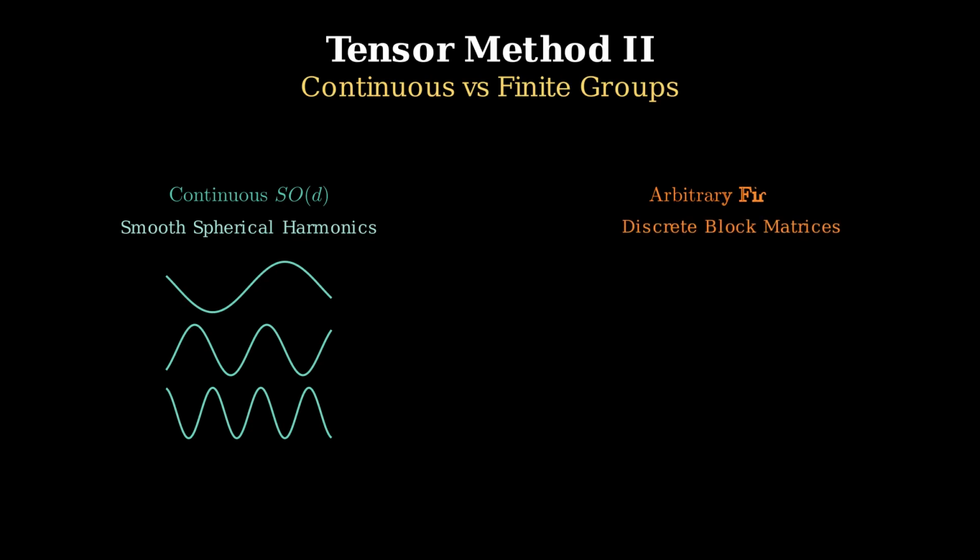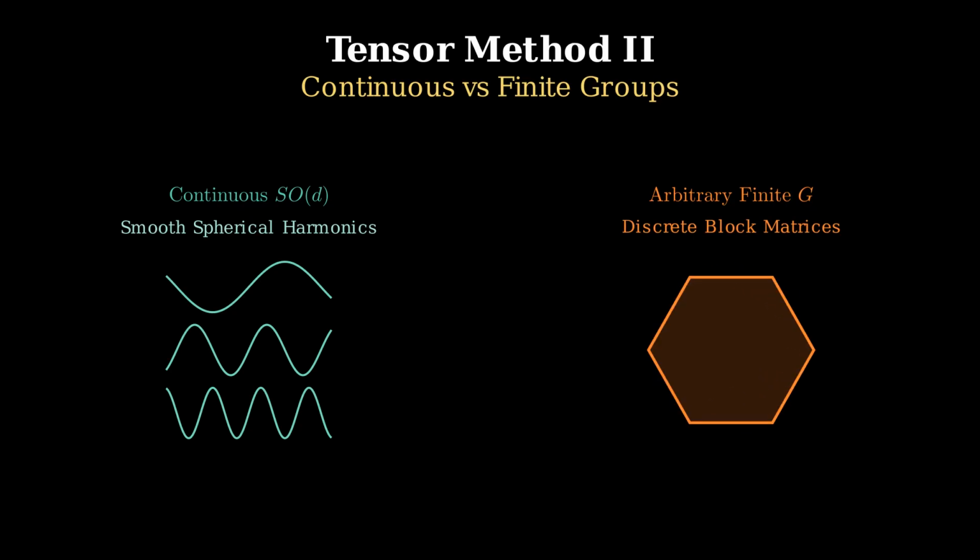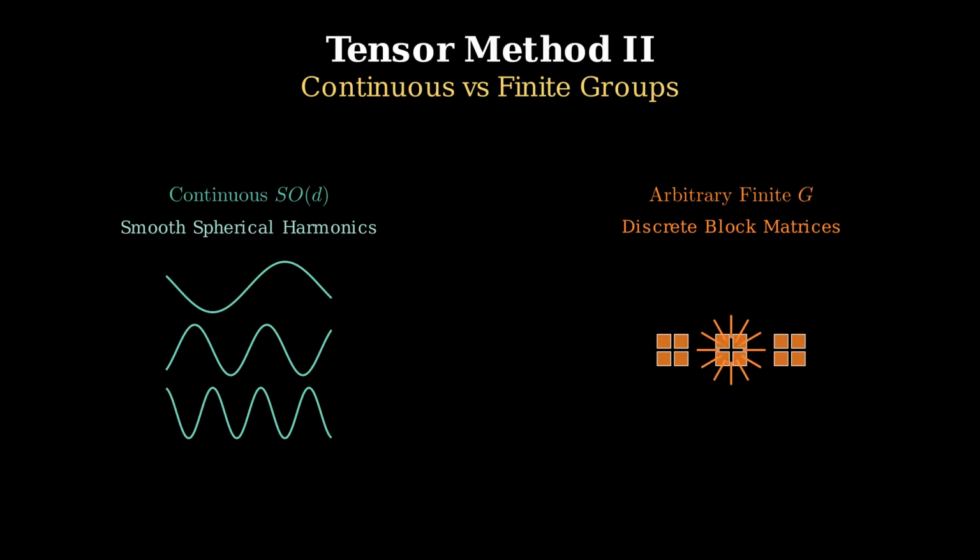In stark contrast, arbitrary finite groups operate through rigid, discrete jumps. There is no smooth transition, only sudden permutations. Because of this jumpy nature, creating a generalized mathematical decomposition for finite groups requires entirely different, often combinatorial algebraic strategies.